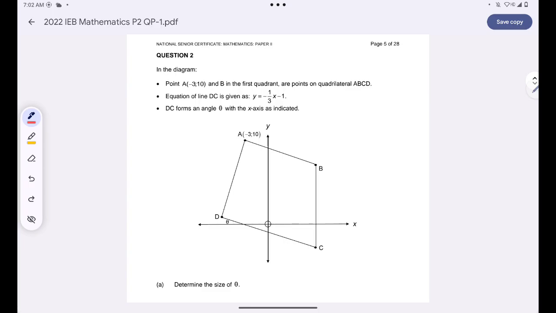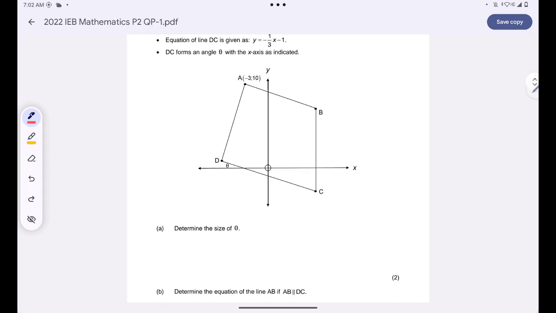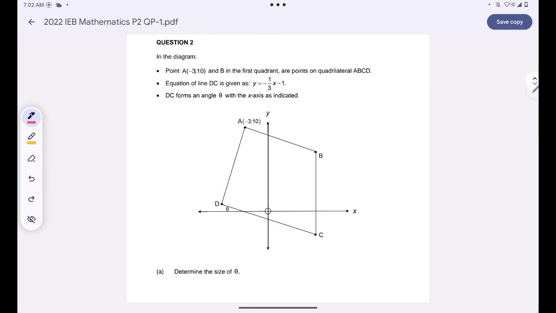Okay, second question. We are told that in the diagram, points A and B, B is in the first quadrant, are points on a quadrilateral ABCD. The equation of line DC is given as y is equal to negative 1 over 3 x minus 1. And then we are told that DC forms an angle with the x-axis as indicated. Okay, there's angle theta over there. The first thing they want us to do is to calculate the size of angle theta. How can you find the size of angle theta?